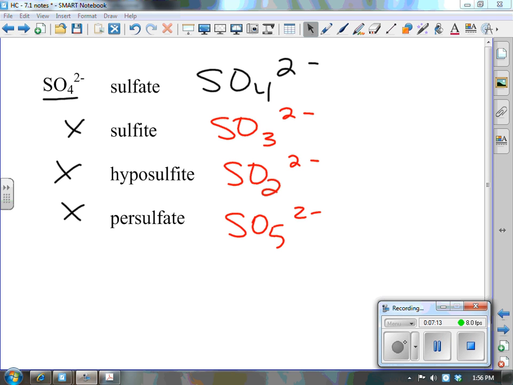Okay, so you can see the answers to these other three. Sulfite. Ite means one less oxygen, so we see SO3, still the same charge, 2-. Hyposulfite, 2 less oxygen than sulfate, so SO2. Persulfate, 1 more oxygen than sulfate, so we get SO5.